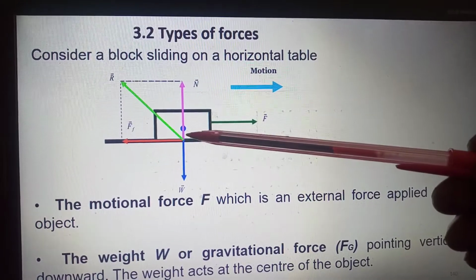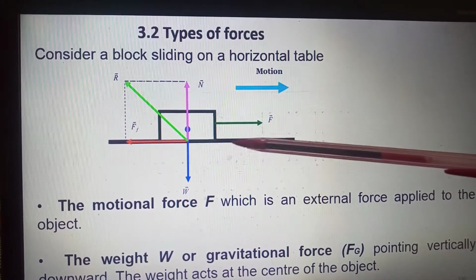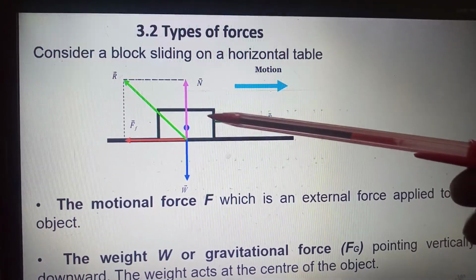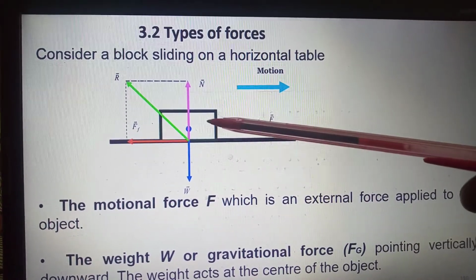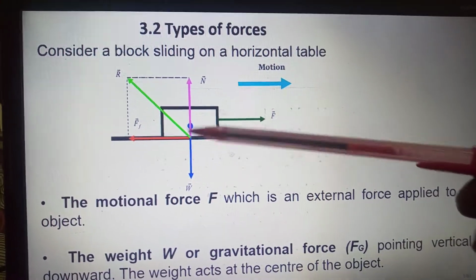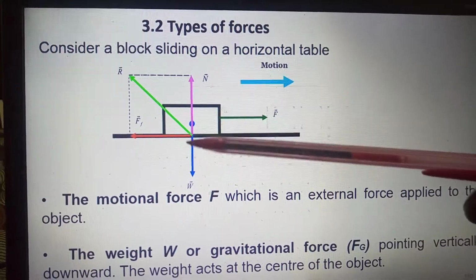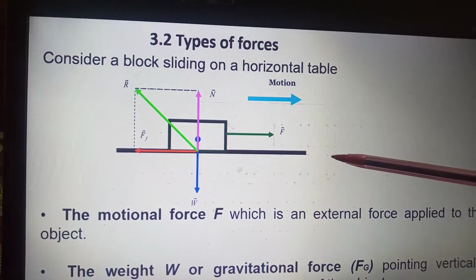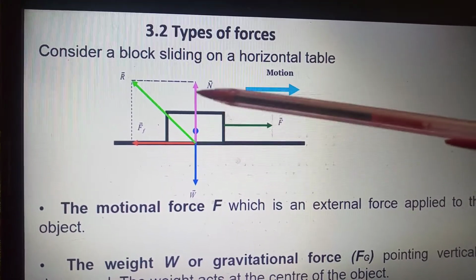The contact force we have here is the force that the surface exerts on the block. This force is called the normal force N or Fn. The normal force is a force that the surface exerts on the block in a direction perpendicular to the surface. That is why, here, the surface is horizontal, so the normal force will be along the vertical axis.